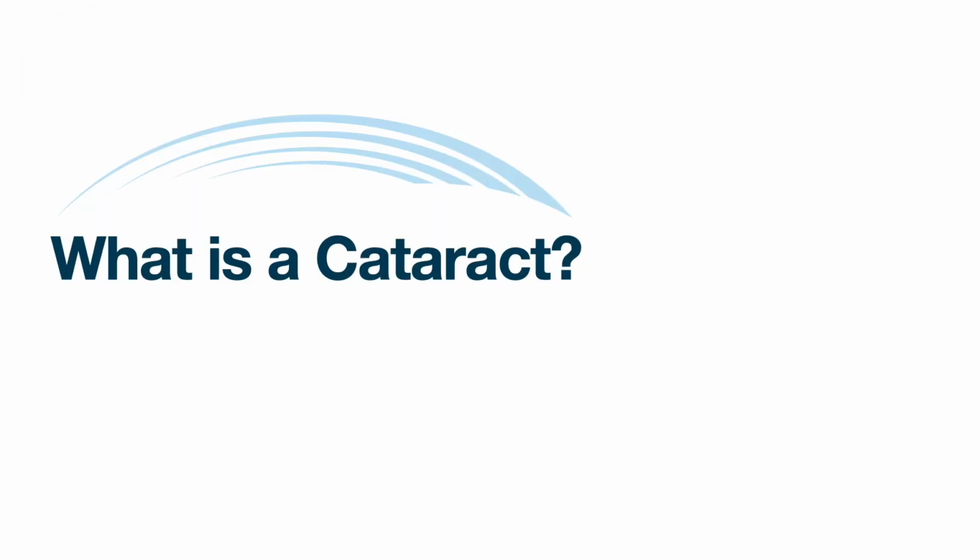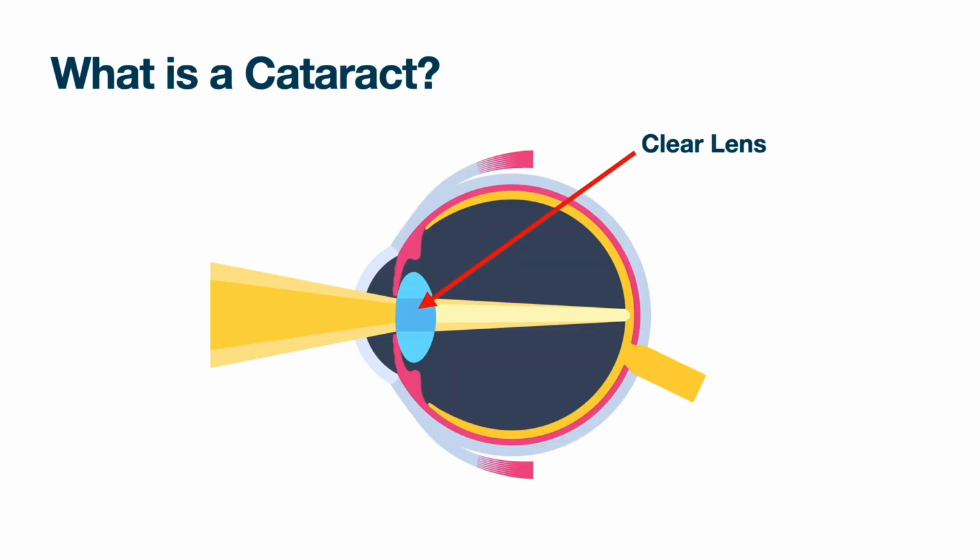So the first question is, what is a cataract? Well, to begin with, we are all born with a clear lens in our eye. This is the blue structure that is denoted by the red arrow. And this lens focuses all the light to one single point, which allows us to see clearly and sharply.